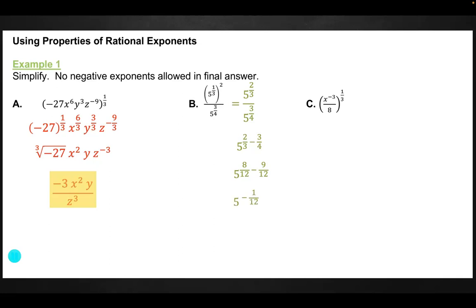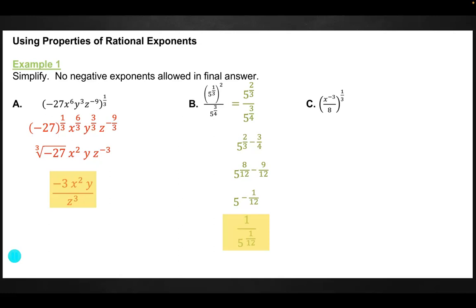Now again, we don't want to have negative exponents. So what we're going to do is we're going to say, all right, I need to flip or use that reciprocal property. So then I'm going to have a fraction now. That 5 and then to the 1/12 power is going to go into the denominator of my fraction. It's going to turn that exponent positive, and I'm going to have that placeholder of a 1 in the numerator.